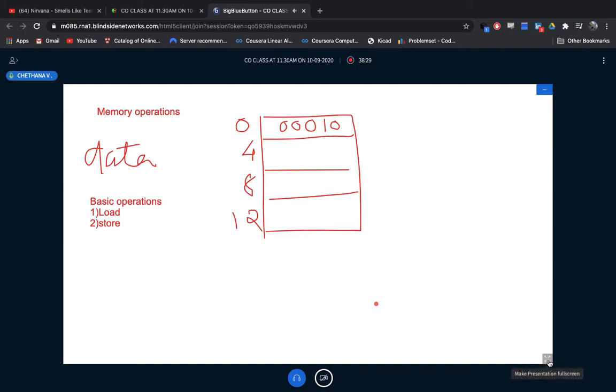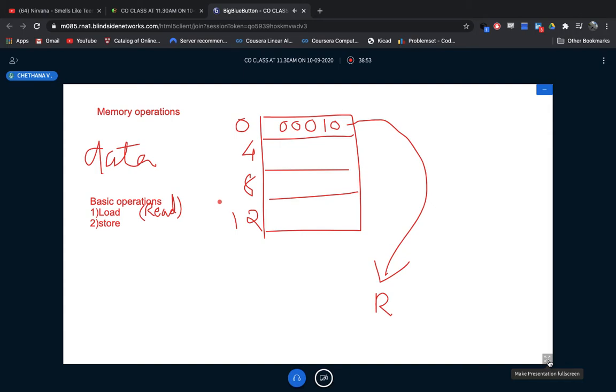Reading is nothing but loading the data. Loading the data from the memory is nothing but reading the data from the memory to wherever you want. You keep it in one register, or you copy the data to the instruction register, whatever you want. That is the load operation.